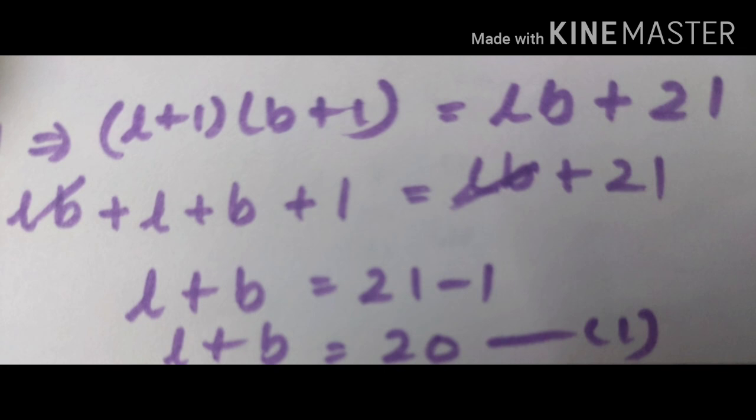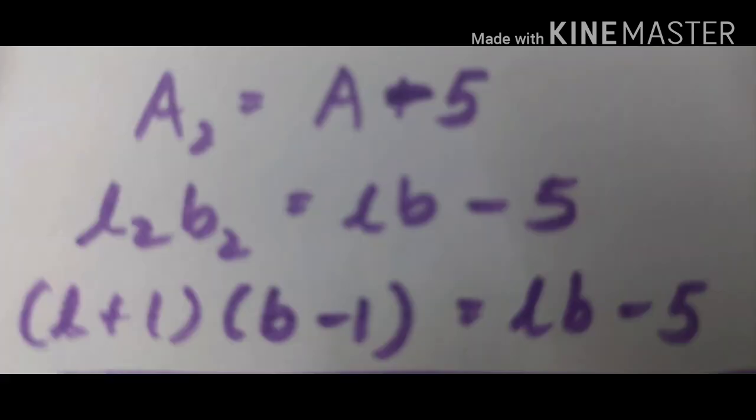Similarly, we find the second equation now using our second relation, that is the area is decreased by 5. So the other relation is A2 is equal to A minus 5. A2 means what? L2 B2, and A means the original L into B, minus 5. Now what is our L2 value? L plus 1, it is increased by 1, and our B2 value is B minus 1, means decreased by 1, is equal to LB minus 5.